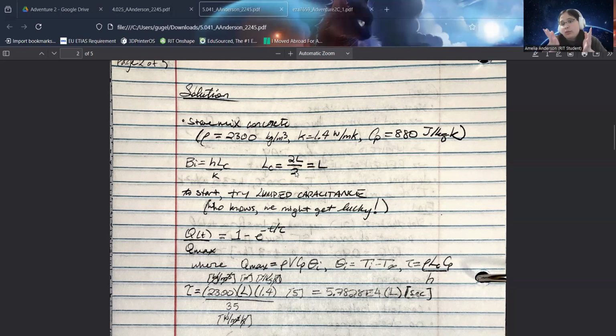We're going to start with lumped capacitance. It's probably not going to work, and actually we'll find out later that it doesn't, but who knows? We might get lucky. And if you do it this way and it turns out great, problem done, quality of life.